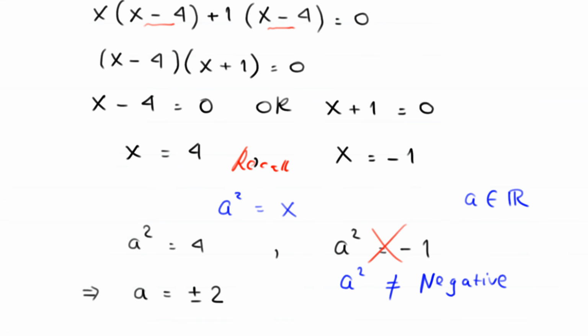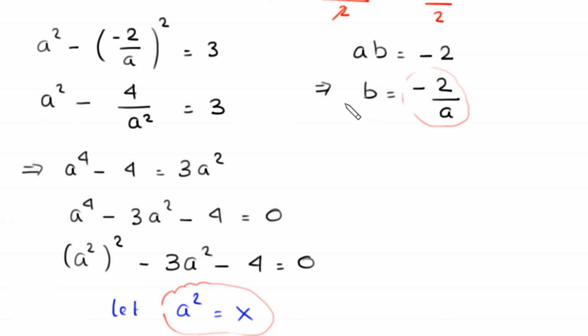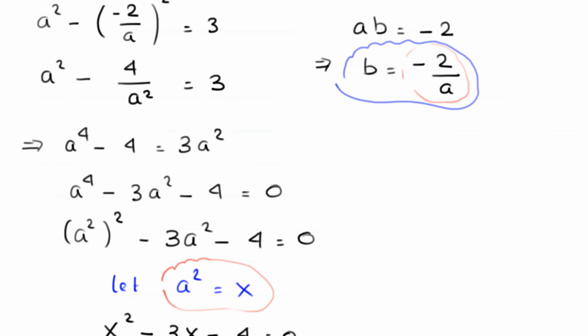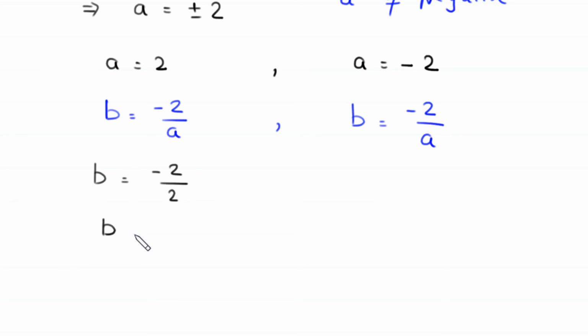Now to find the values of b, we use this equation. B is equal to negative 2 over a. When a is 2, then b will be equal to negative 2 over 2. So b will be equal to negative 1. When a is negative 2, then b will be equal to negative 2 over negative 2, and b will be equal to positive 1.